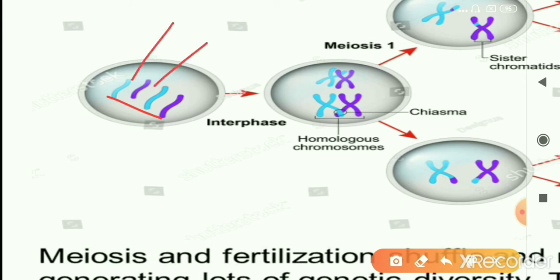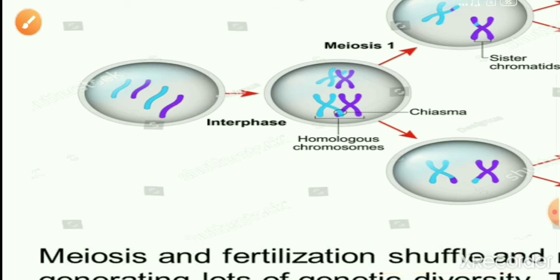So if this is one pair of chromosomes, one chromosome that we have is of father's origin, paternal origin, and one is maternal. Similarly, the other pairs also you find. If we have got 23 pairs, we'll have 23 chromosomes that we have got from our father, and 23 we have got from our mother.